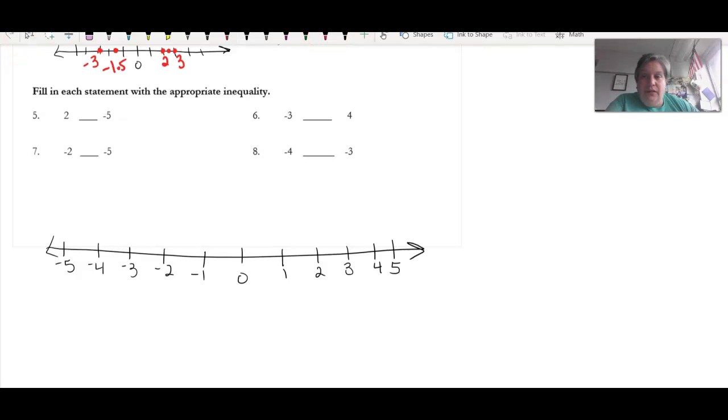Okay, so we have to make it point to the smaller number. I'm going to put some dots on the number line so you can kind of see what I mean by that if you're a little confused. So I got 2 and -5. The smaller number is the number farther on the left because smaller numbers are on the left. Smaller, bigger. And so it's going to point to -5. Okay, let's look at the next one. -3 and 4. The number that's farther on the left is -3, so I'm going to have it point to -3.